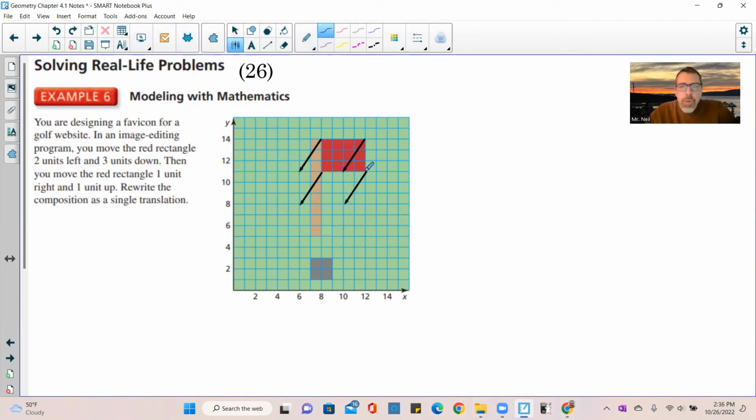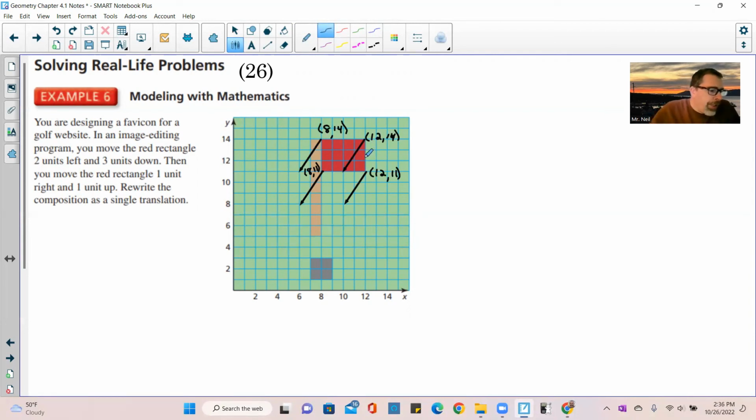This is the point (12, 11). This is the point (12, 14). This is the point (8, 11). Okay, so I'm going to squeeze that in here. (8, 11) is right here. And this is the point (8, 14). So those are my 4 points.